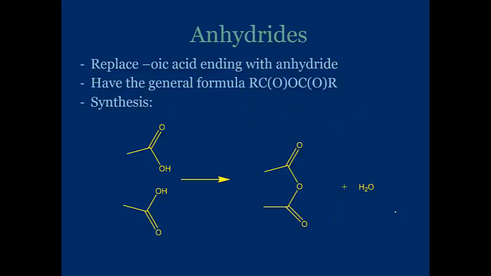Anhydrides are simply compounds that have two carbonyls and an oxygen in between their chain. You replace the -oic acid ending with anhydride, and the general formula is listed below. Here's a basic synthesis. If you heat up carboxylic acids for long enough, eventually you are just going to form anhydrides naturally, along with the expulsion of water.